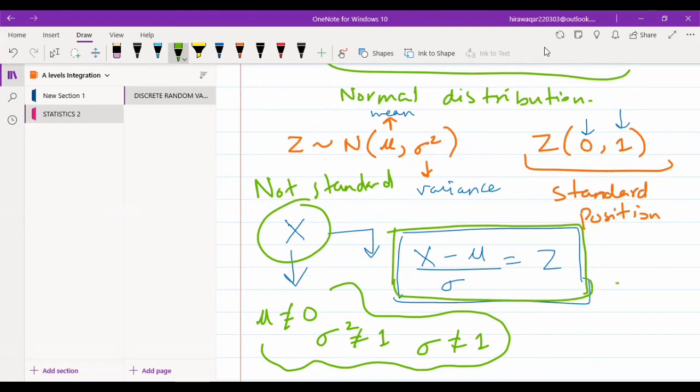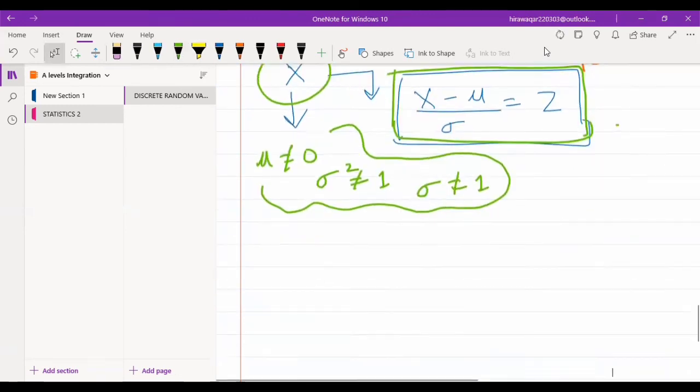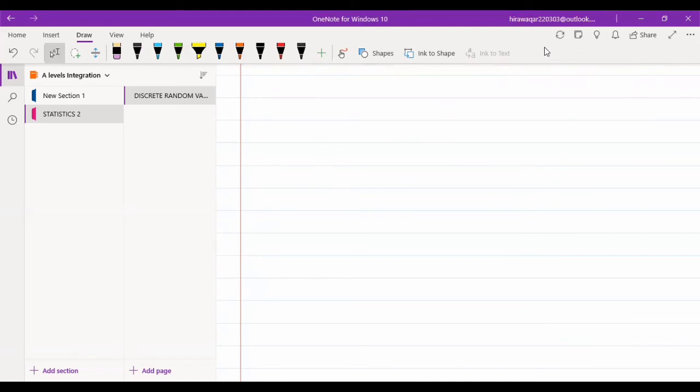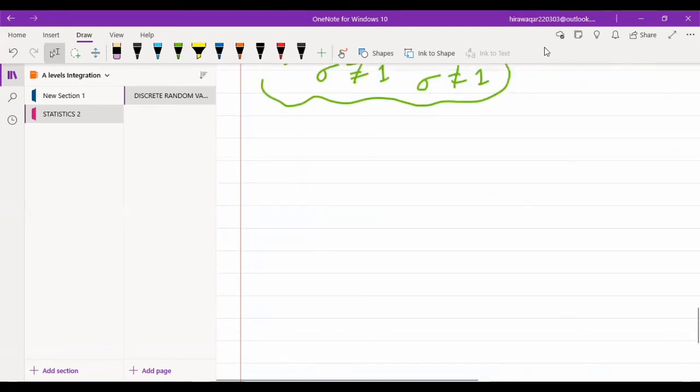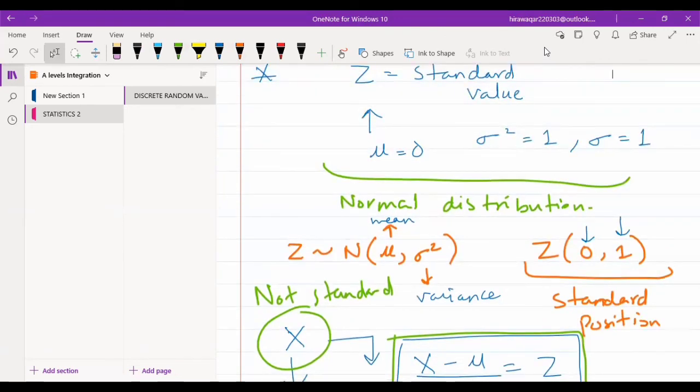We will discuss binomial distribution later on, but for now, we have discussed some of the things which I have covered. We must revise these things and then we are going to discuss binomial distribution later on.